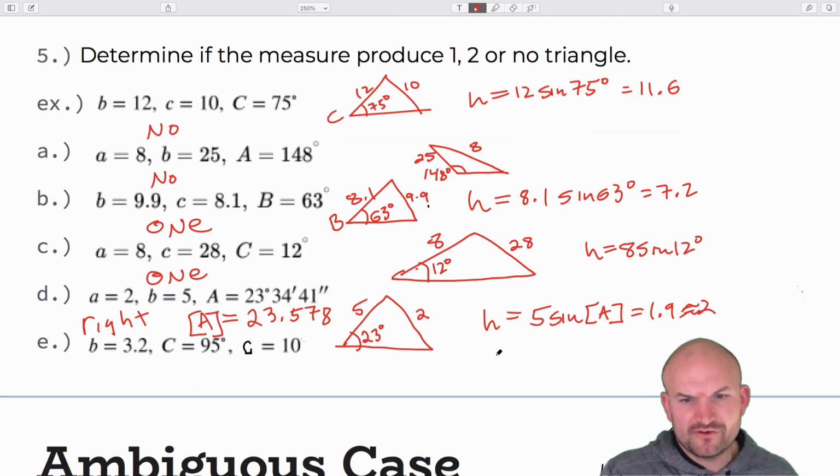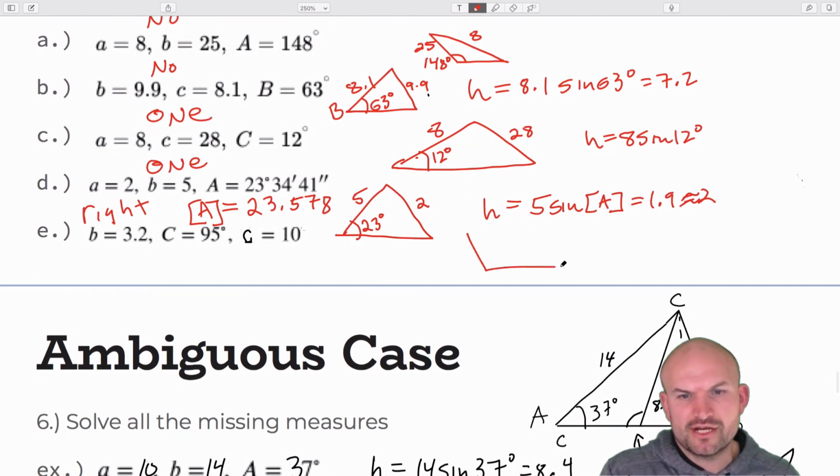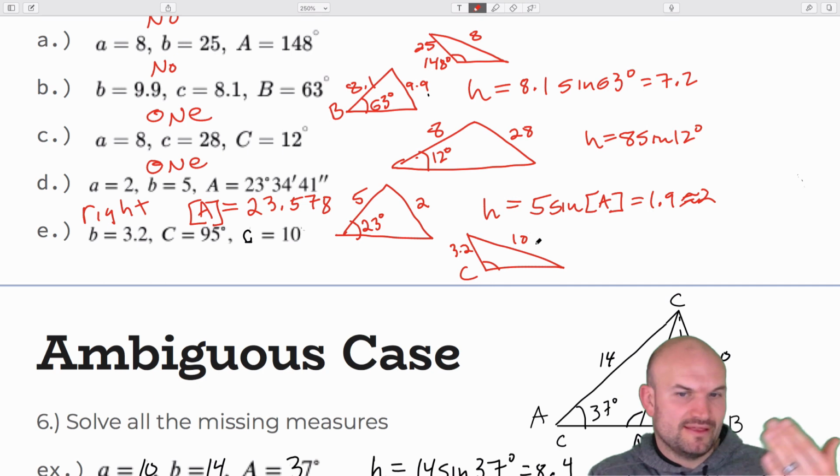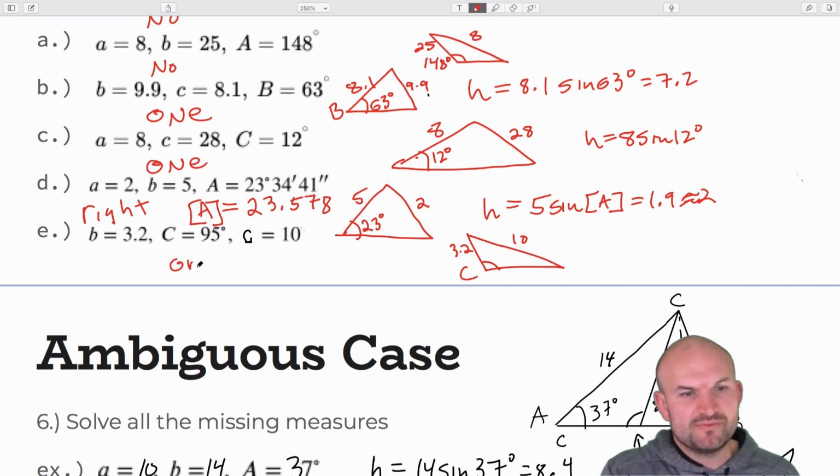3.2, C is 95 degrees, so let's go ahead and draw a right triangle here. All right, so there's going to be my C. This would be 10, and this is going to be 3.2. So again, once we know that this is an obtuse triangle and this side's going to be larger than that side, we know it's going to be 1.